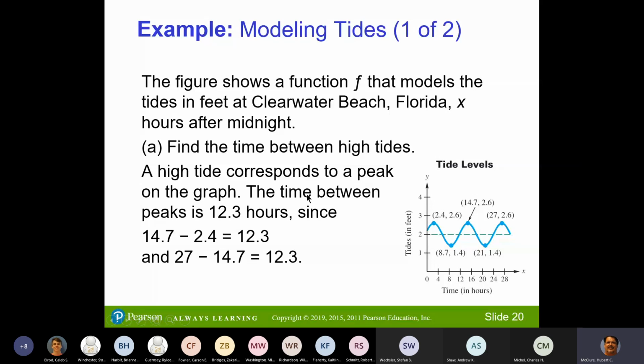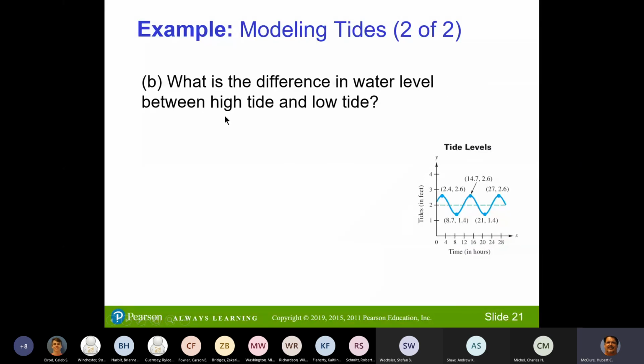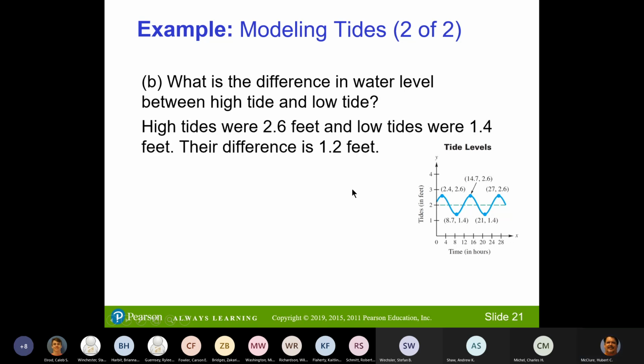What is the difference in water level between high tide and low tide? Well, it looks like to me you got about 2.6 here and 1.4 here. So what is it, 1.2? They're just asking you if you can read a graph.